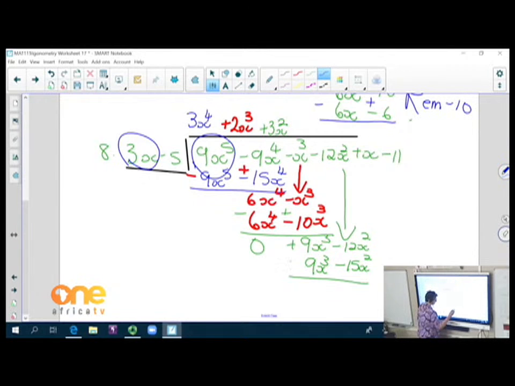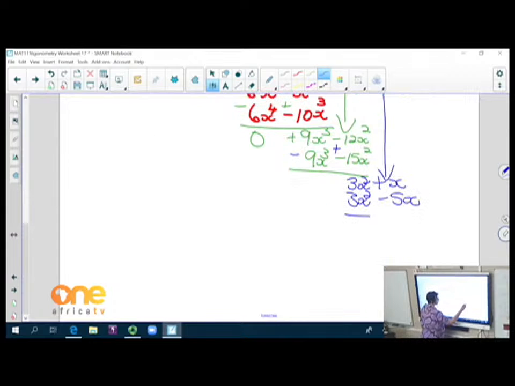So we change the second signs and add. So this one is then 3x squared. You bring down the plus x. How many times will it divide? Plus x times, remember you divide now with that 3, so then we get 3x squared minus 5x. Okay, and change the second signs and add. This one eliminates. This one is 6x, and we bring down the negative 11.